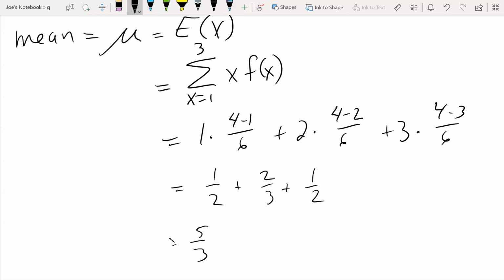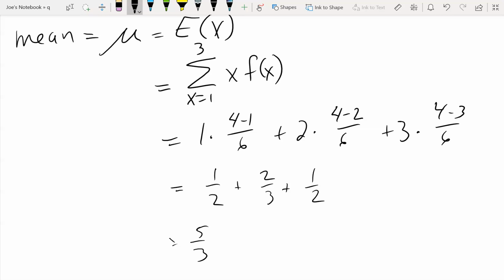Notice that 5/3 is not one of the possibilities for x. What this says is that whatever experiment you're running that gives you that probability mass function, if you run that experiment over and over and take the average of your outcomes, you should get 5/3. Expected value is long-term behavior. In the short term, you might be really far away from this value.